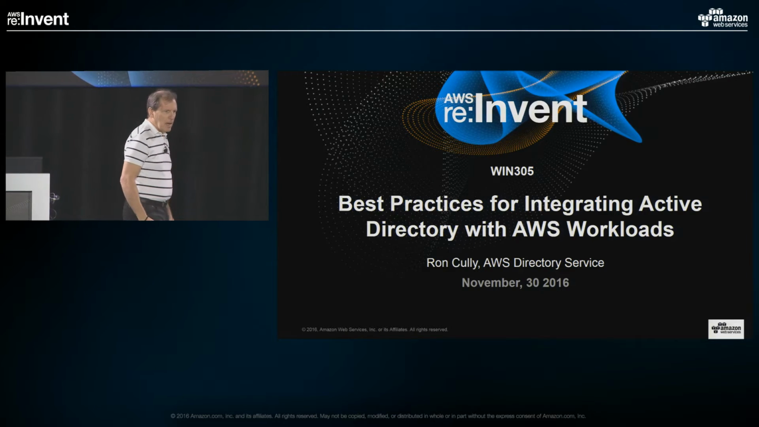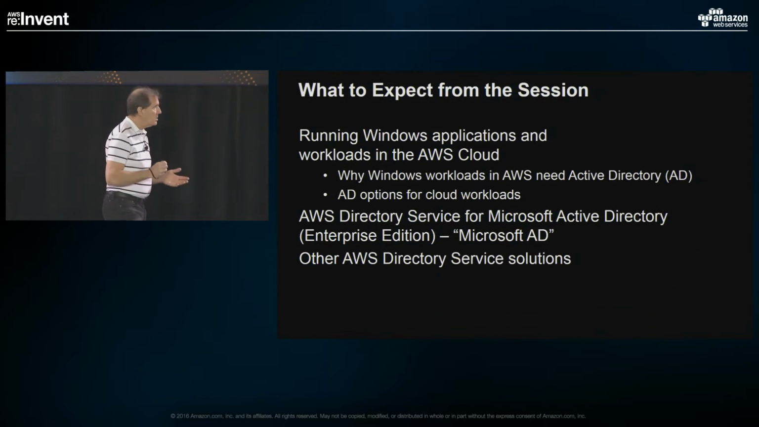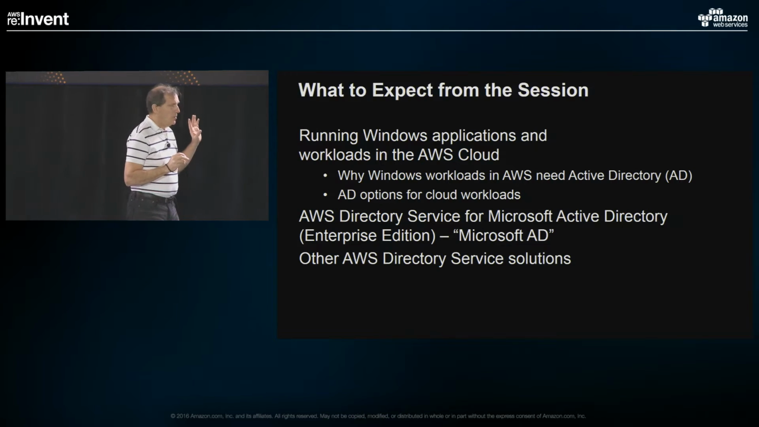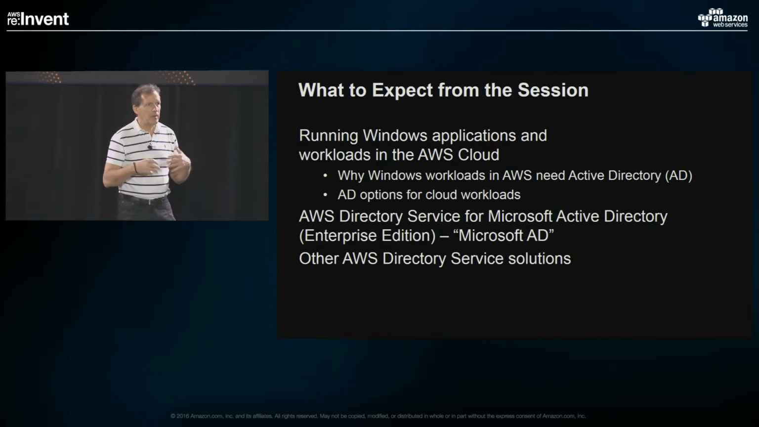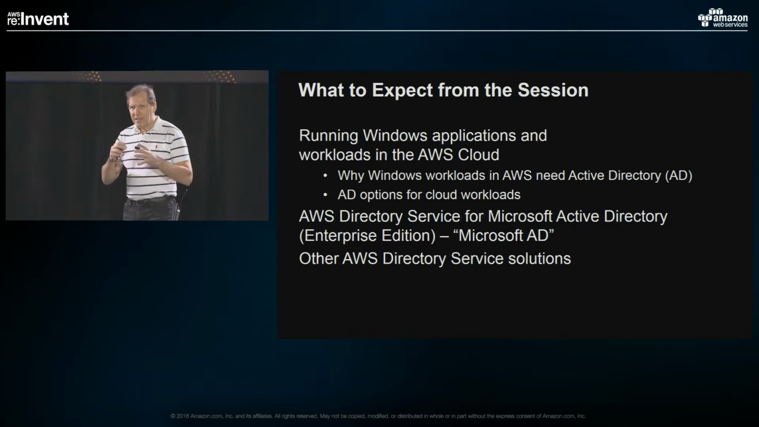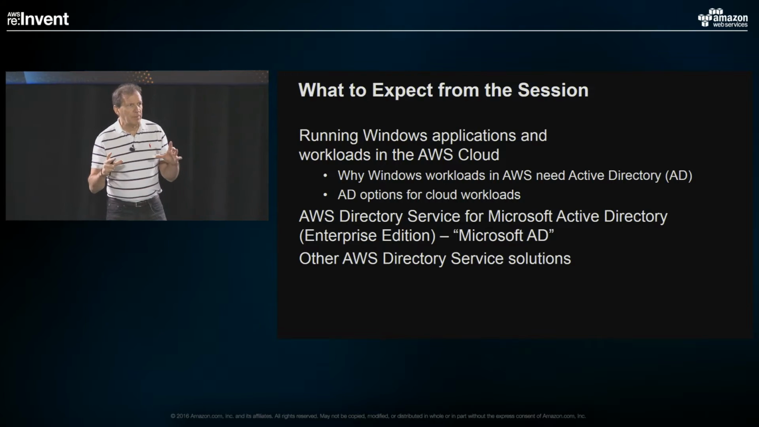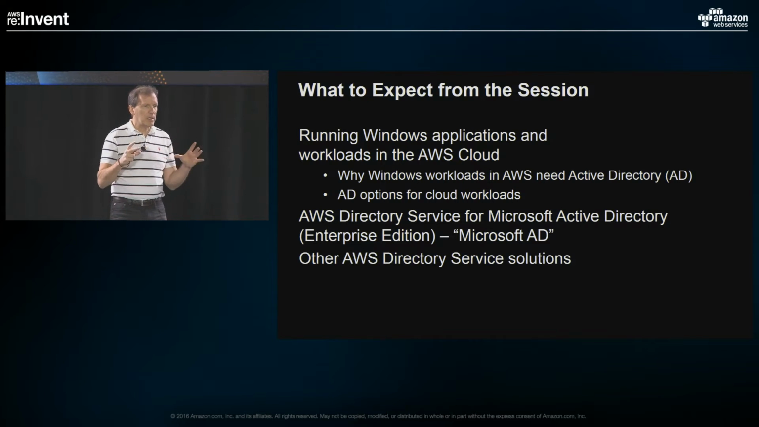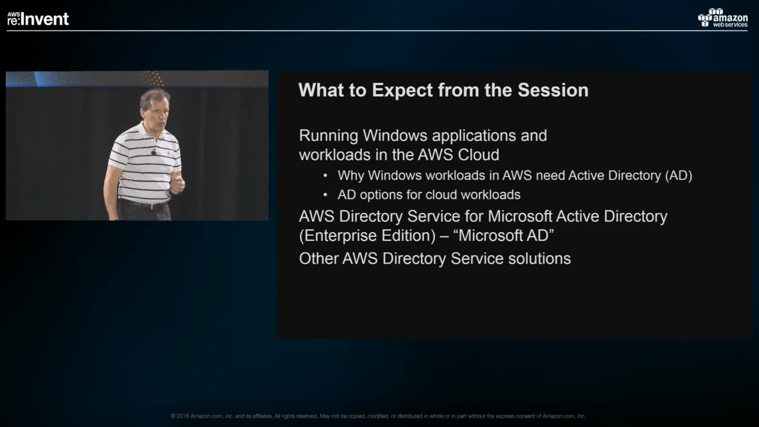Okay. All right, so what we're going to do today is we're going to cover a few things. The first part of the session is going to be what are the motivations, why do we even care to have Active Directory in the cloud? And then we'll go into three key buckets of architectures for deploying Active Directory so it's available for workloads in the cloud.